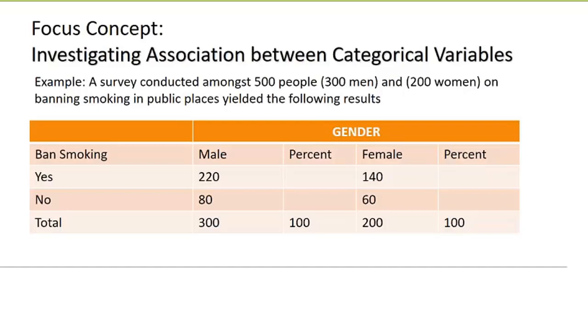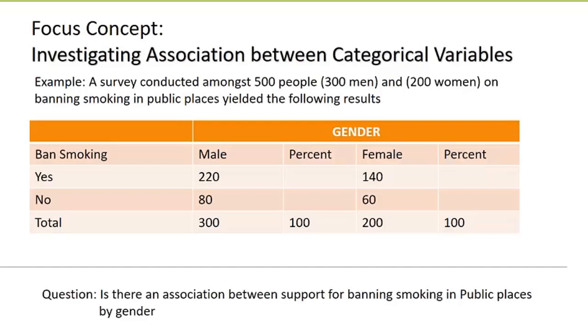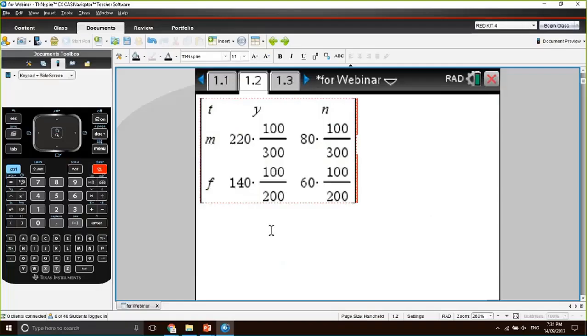Now, because there are 300 males and 200 females, we should be able to express this information in the form of a percentage, and that would help us to see if there is any form of association. So if the two percentages are very close, then we would say there is no association. But if they are different, if the percentages vary a bit, then we can jump to the conclusion, yes, it does depend on the gender. I've created a 3x3 matrix.